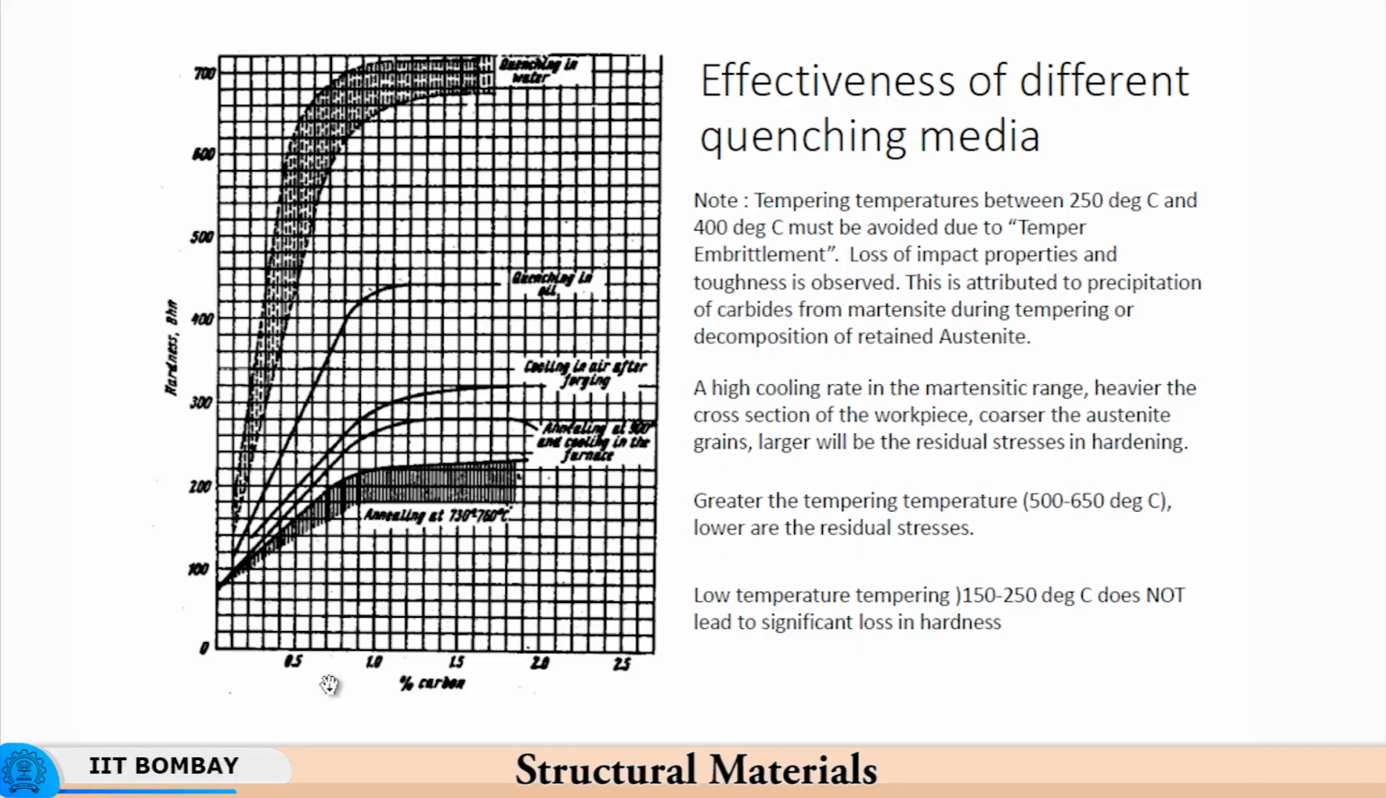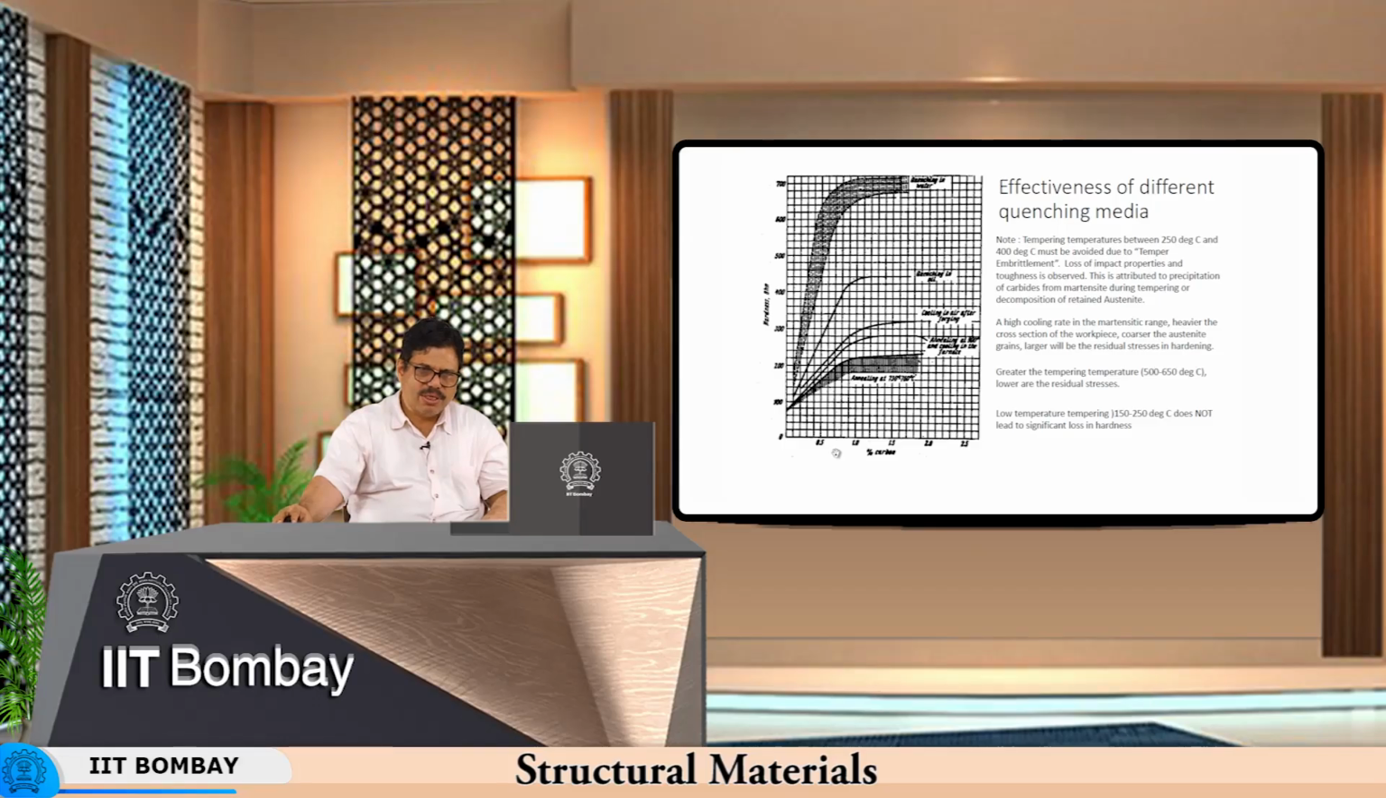You have typical tempering temperatures, so different kinds of hardness being obtained, and then if the hardness is too much, you would like to temper it between 250 degrees centigrade and 400 degrees centigrade. No, you would not like to temper between these two temperatures because of tempering embrittlement. This is a typical problem with steels, not with any non-ferrous materials. In steels, you get temper embrittlement within a certain temperature range.